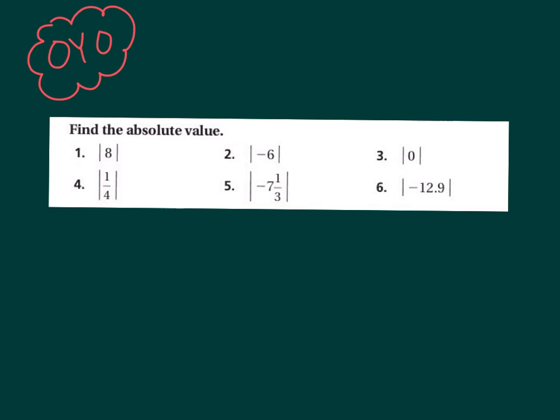For the on your own problems, you are finding the absolute value. You do not need to do a number line unless it would help you find the distance away from 0. But if you're getting the hang of it without the number line and you're just asking yourself questions like how far away is 8 from 0 and you're able to answer that, then you won't have to do a number line.